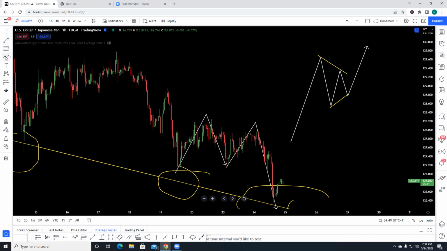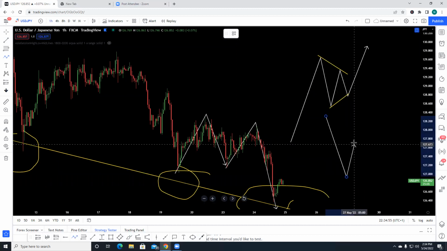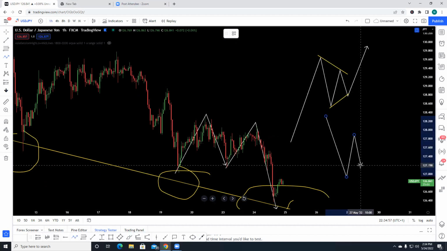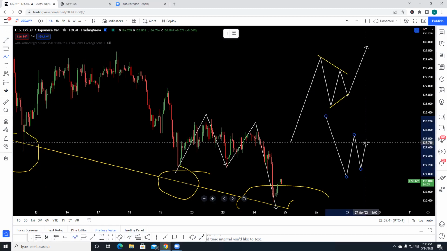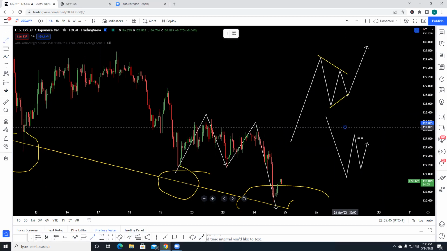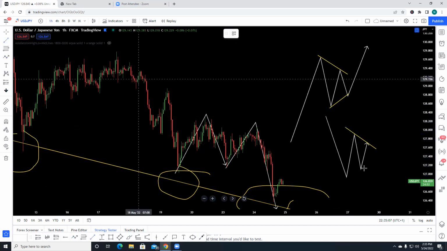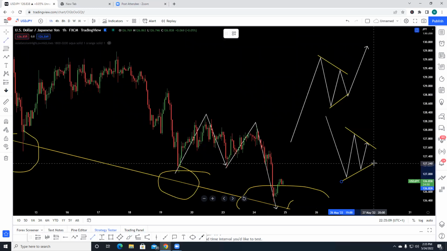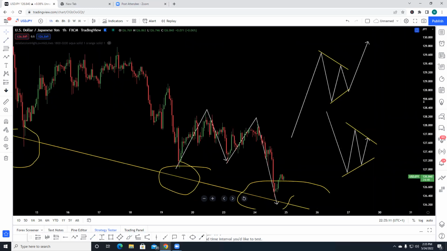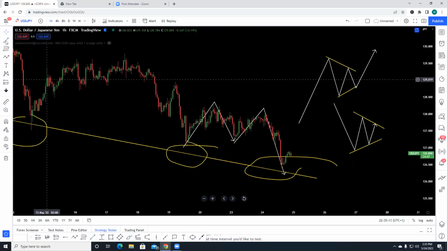Now let me show you the structure of a contracting flat for a bearish market. You have a down move, you have wave A, wave B does not get to the beginning of wave A, and wave C does not get to the end of wave A. This is a contracting flat for a downtrend, guys. If you don't know this, go back and watch part 3 of my Elliott wave theory course.